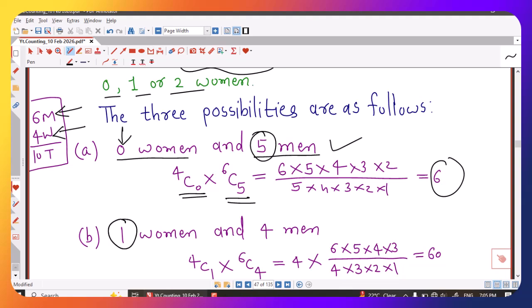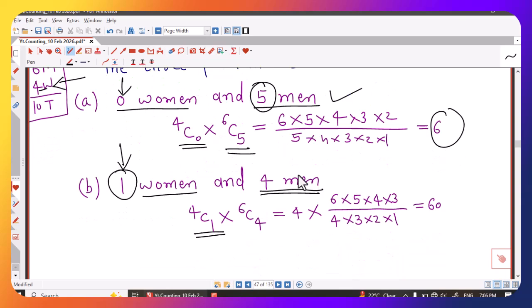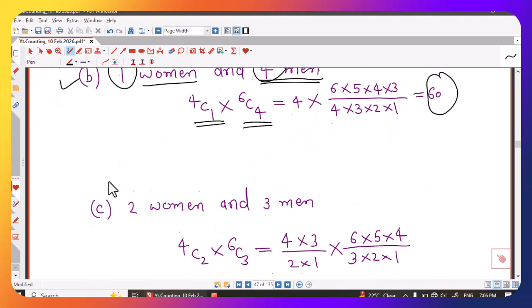The second possibility is, suppose there is 1 woman, then we have to keep men equal to 4. Now 1 woman can be selected out of 4 women in 4C1 ways. 4 men can be selected out of 6 men in 6C4 ways. And after simplification we get the number of ways of performing this part B is 60.